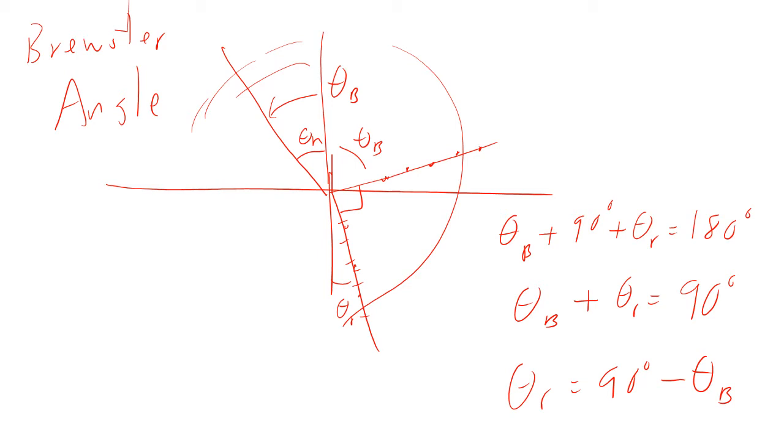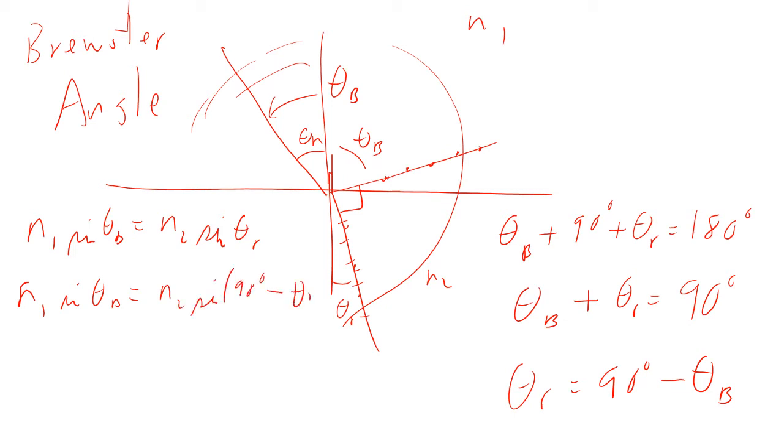Well, we also know that Snell's law holds. Again, this is N1 and N2. N1 sine the Brewster angle has to equal N2 sine of the refracted angle. So N1 sine Brewster angle equals N2 sine of 90 degrees minus the Brewster angle. Well, you've learned trig identities, and you remember at one point you had a trig teacher saying, hey, you're going to need to know the trig identities, you ought to learn them. Aha, today's one of those days. Sine of 90 degrees minus an angle is cosine of that angle.